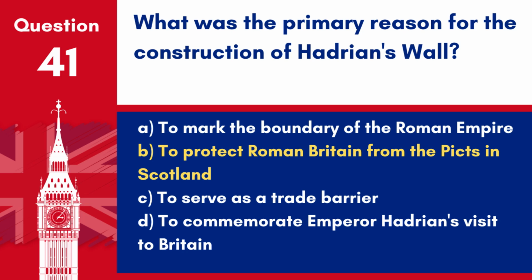Answer B. To protect Roman Britain from the Picts in Scotland. Hadrian's Wall was constructed to defend the northern frontier of Roman Britain from invasions.